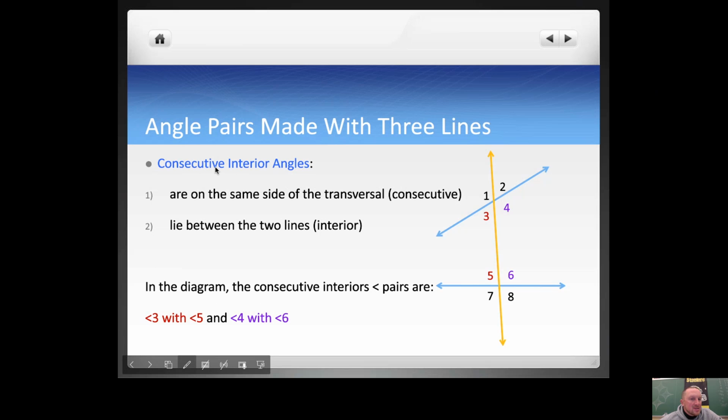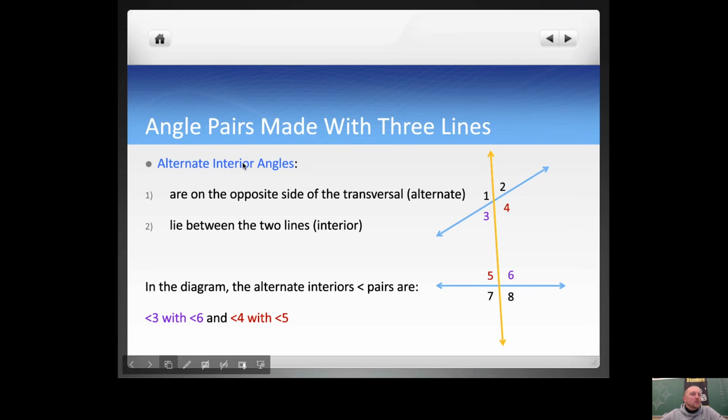Think about the 2 words. Consecutive means same side of the transversal, so either pick 2 from the left or 2 from the right. And interior means they have to be in between the blue lines. So here's your examples, and they're color-coded to help you. Angle 3 and angle 5 are consecutive interior. They're both to the left of the yellow, and they're both in between the blue. Now, the other pair of consecutive interior angles would be angle 4 and angle 6. They're both to the right of the transversal, and they're both in between the lines. Consecutive interior.